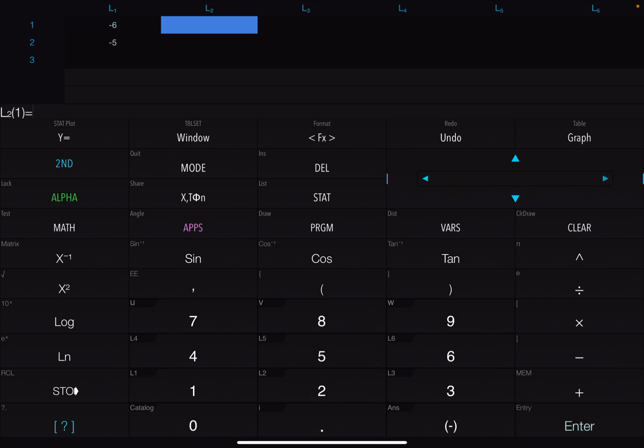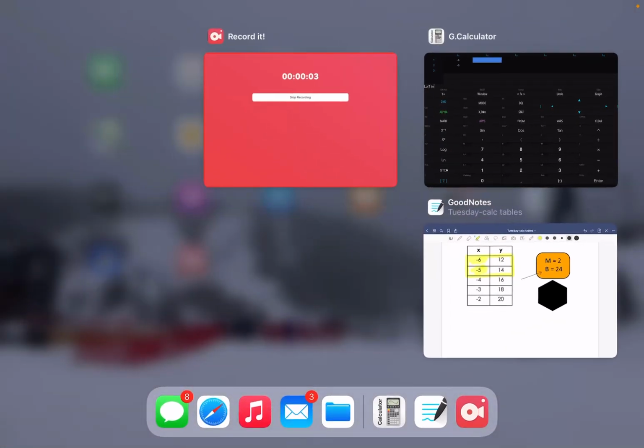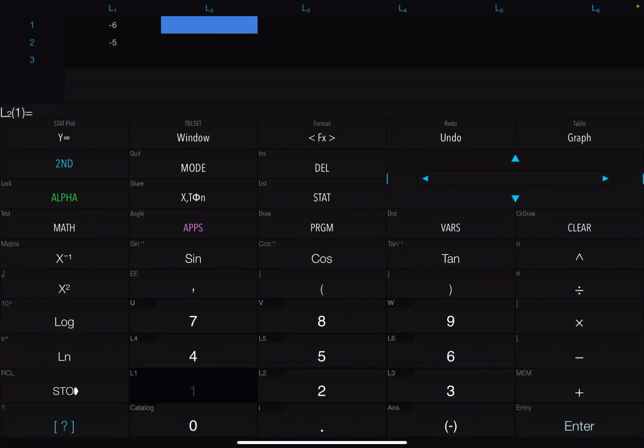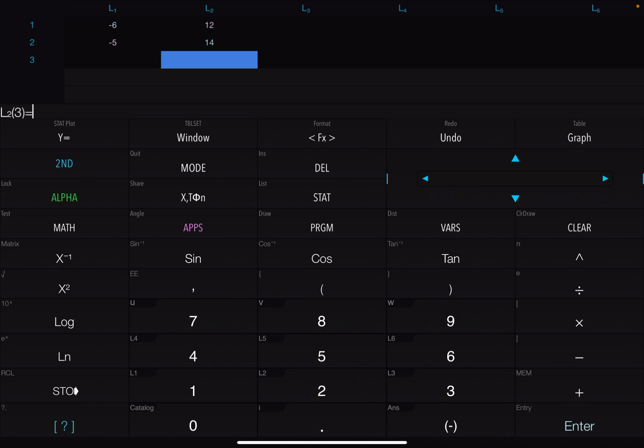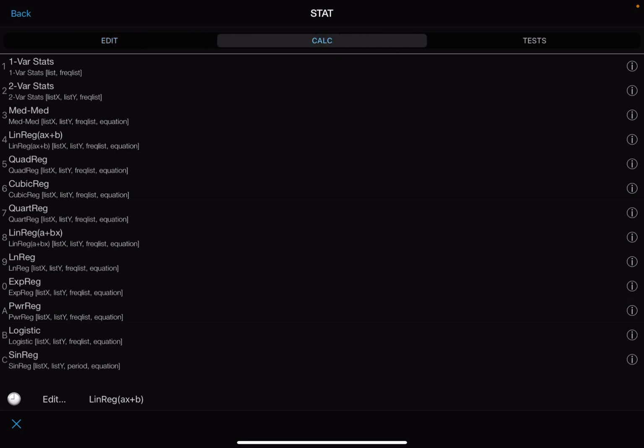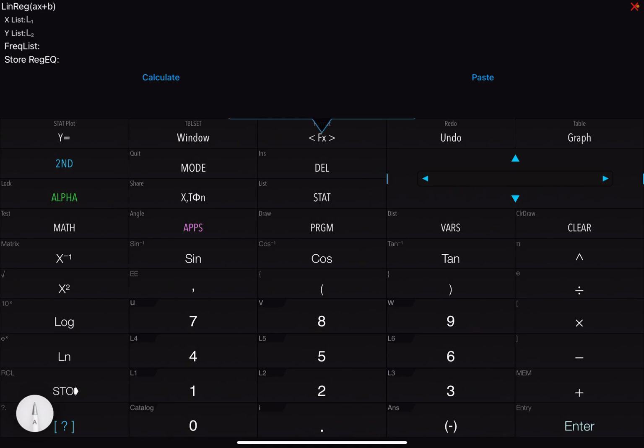Then we're going to scroll over to the L2 column, which is our y values, and that's going to be 12 and 14, making sure that the coordinate pairs across from each other are the correct coordinate pairs. So now we have our table filled out. We only needed two. Then we're going to push stat again, which is not alpha, not the X-T-theta, but stat. And then we're going to calculate. So we're going to go down to number 4, and then push enter until we get to the calculate.